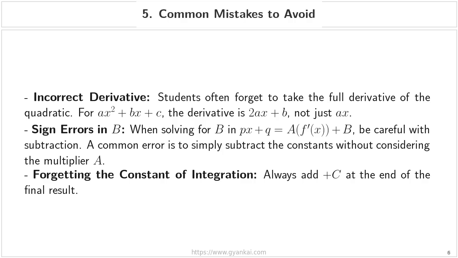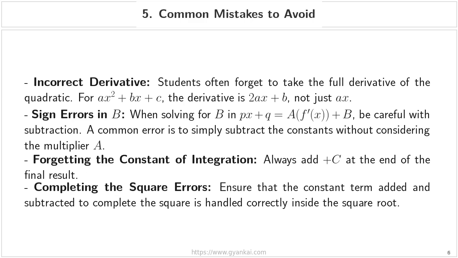Moving on, we have forgetting the constant of integration. This is a classic mistake in all integration problems, not just this type. Remember, whenever you find an indefinite integral, you always need to add the constant of integration, which we denote as plus c. It represents the family of all possible antiderivatives. Leaving it out will result in a technically incorrect answer, even if the derivative of your answer matches the integrand.